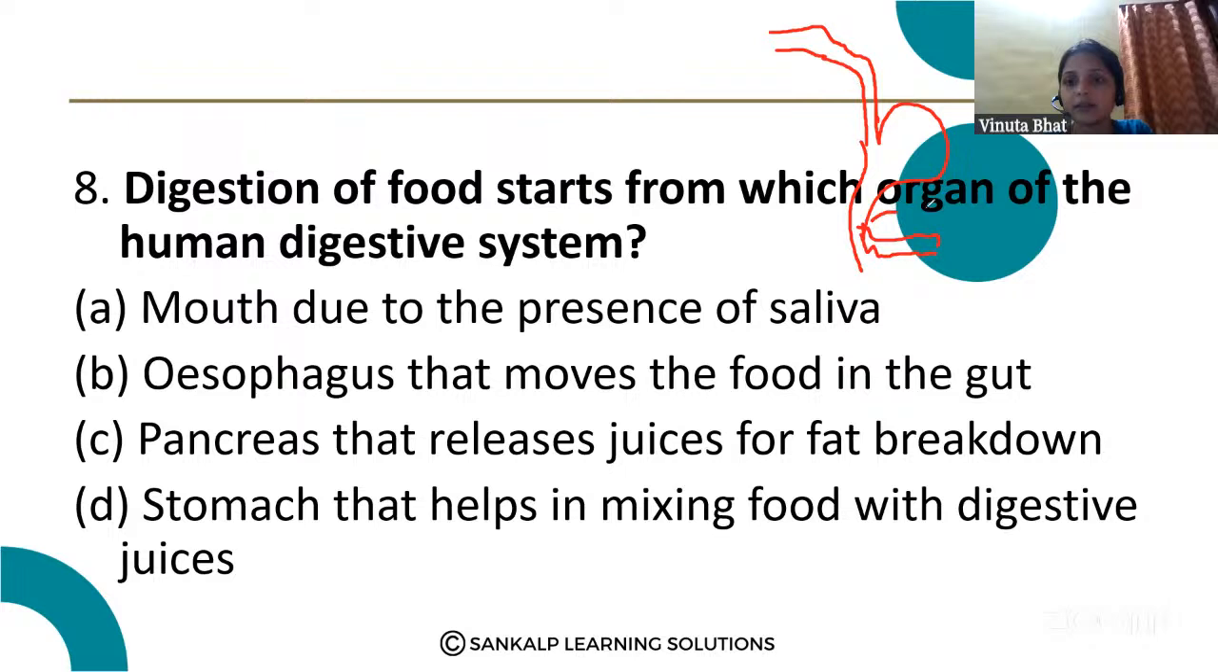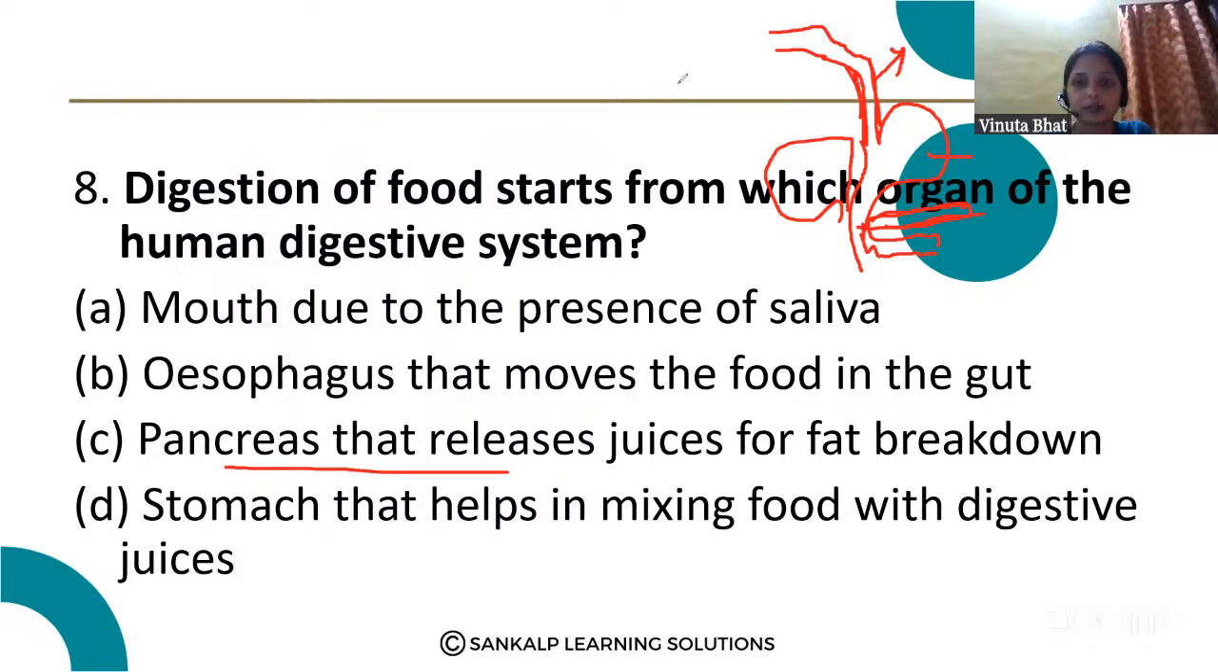Here there is a pancreas, and here the liver. Where does the digestion start? The stomach is where food is mixed with digestive juices. The pancreas releases juice helpful for the breakdown of fat. Then the esophagus, which is also called the food pipe. So does this food pipe start the digestion?